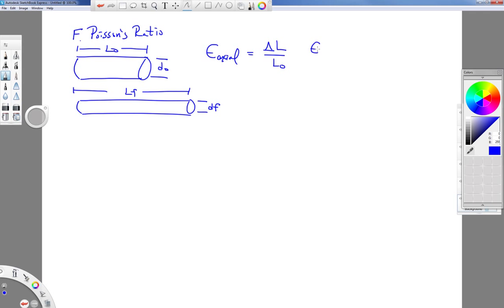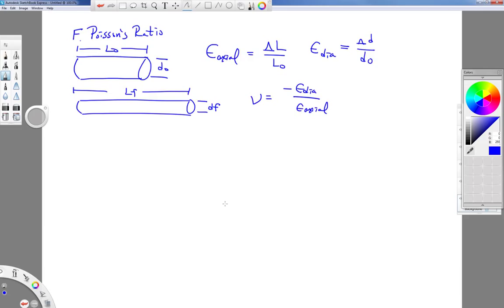But at the same time, we also have a strain that we can define in the diametral direction. And that would be the change in diameter divided by the initial diameter. Now, since this bar and most materials get skinnier when you extend them, pull on them in tension, this diametral strain tends to be a negative number. The quantity called Poisson's ratio is defined as the ratio of the diametral strain to the axial strain with a negative sign thrown in to make sure that we get a positive material property. So it's the ratio of the diametral to the axial strain.